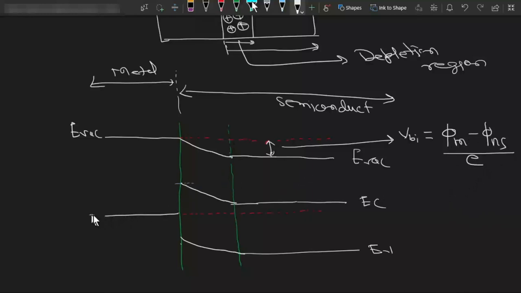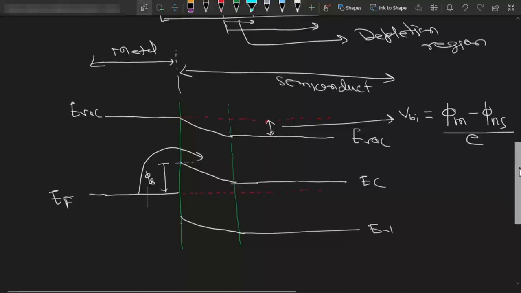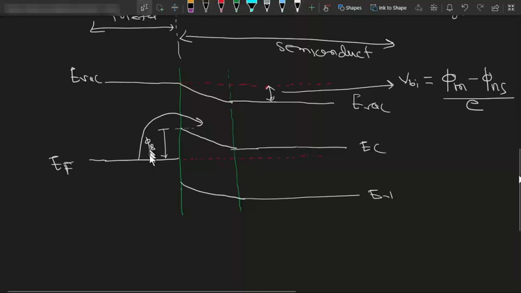And if electrons want to move from the metal to the semiconductor, then electrons from the Fermi level of the metal have to get this amount of energy, because they have to jump here like that. So this energy is known as the barrier potential, phi b. Since these electrons have to go from the Fermi level to the conduction band of the semiconductor, this barrier potential is equal to the difference of the work function of the metal and the electron affinity of the semiconductor. So phi b is equal to the work function of the metal minus the electron affinity of the semiconductor.